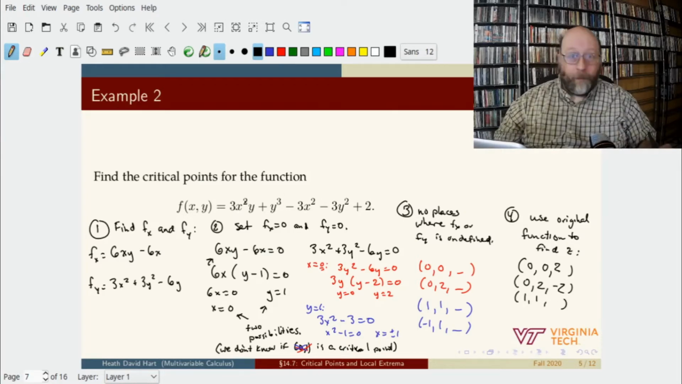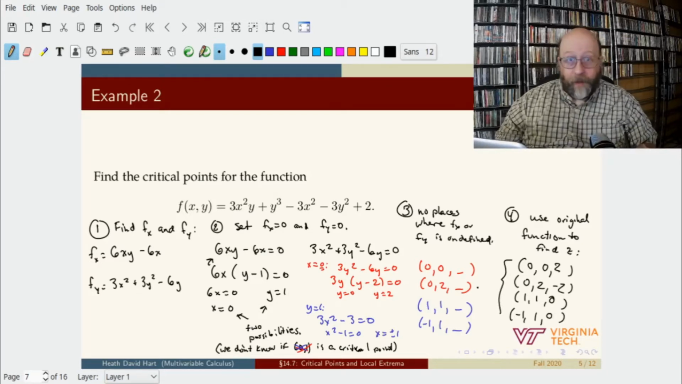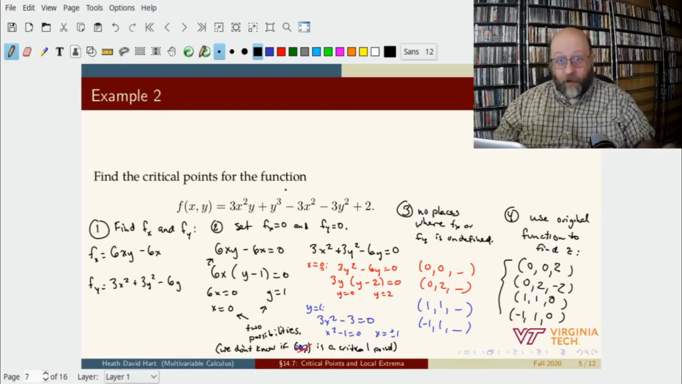When I plug in 1, I get 1 plus 3 plus 1 is 4, 4 minus 3 is 1. 1 minus 3 is negative 2. Negative 2 plus 2 is 0. And then finally, when I plug in negative 1 and 1, this is going to be 3 plus 1 is 4. 4 minus 3 is 1. 1 minus 3 is negative 2. And plus 2 is also 0. And these are our 4 critical points. So this function has a lot of critical points. The last function only had 1.